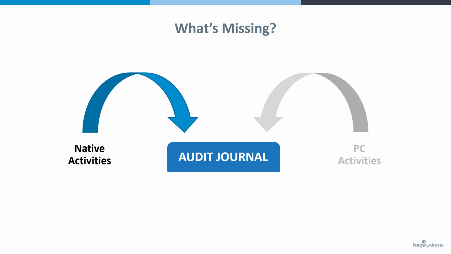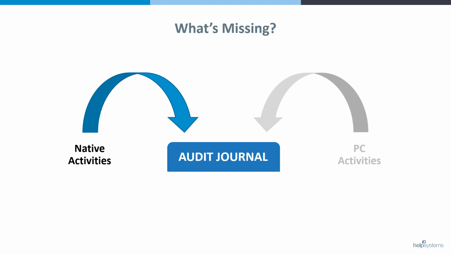The other thing we have to realize is that the focus of the QAUDJRN journal is to monitor native activities, more green screen centric activities by our users. There is an entire category of events that are missing from this, and that's a huge problem. I've listed it here as PC activities, but it's really activities against the IBM i that were initiated from the PC side of the house. This may include file transfers through FTP. It could be database connections through ODBC or JDBC, or commands being issued through the remote command server.